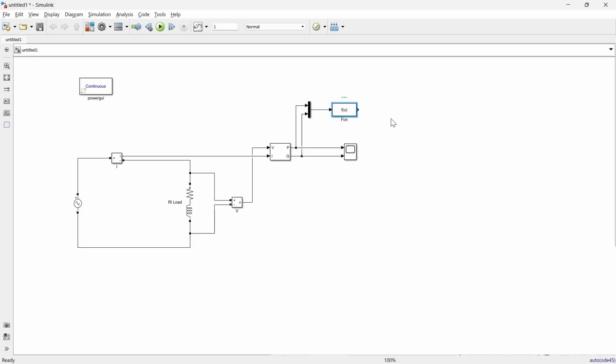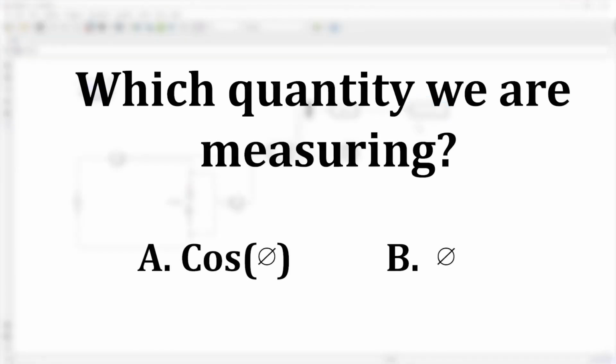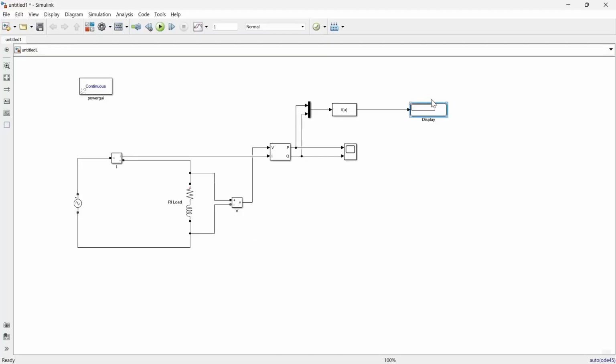So here our power factor is ready. Now we'll add a display. We'll connect this function's output to the display so that we can observe the output. And now you need to pause for a moment and tell me whatever quantity we are going to observe in this display, that quantity is which? Whether it is cos phi or it is phi. So write the answer in comments below so that I can identify how attentive you are in this video. So now it's time to reveal the answer.